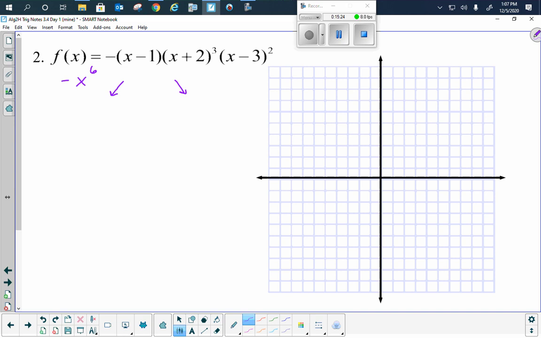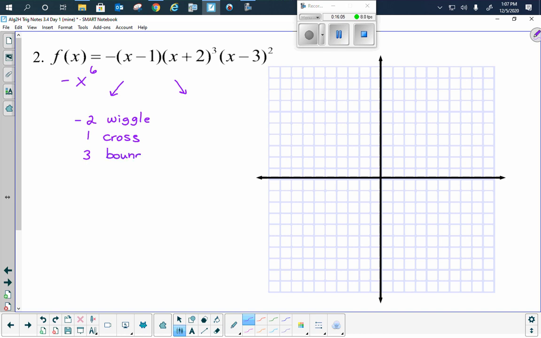I'm going to have x values in this at 1, -2, and 3. So if I put them in order for the graph, it helps me a little bit: -2, 1, and 3. So at -2, since it's to an odd power, will be a wiggle. 1, since it's to the first, will be a cross. And 3, since the power is even, it's going to be a bounce.